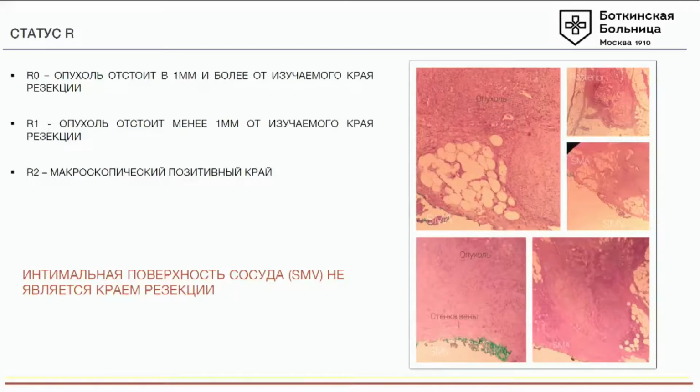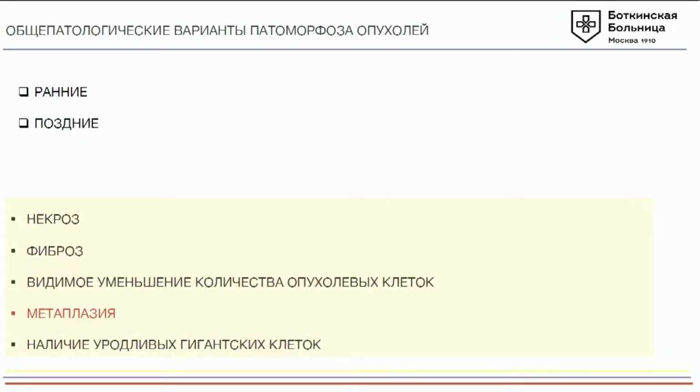R0 is when the tumor is more than 1 millimeter away from the resection margin, and R1 is less than 1 millimeter distance, and R2 is a macroscopic positive borderline. So let me remind all the audience and pathomorphologists that the intimal surface of the SMV is not the borderline of resection, and if there is arterial invasion, usually these are unresectable forms of the tumor.